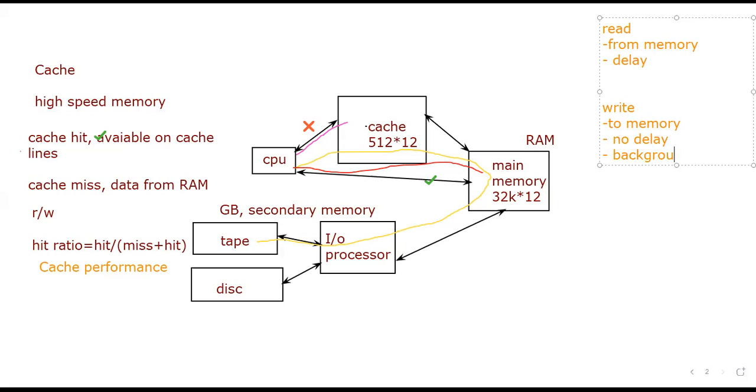Background. How can it be done? How is it possible? There are two ways of doing the same thing in the background: write back and write through. Write back and write through are the two different processes by which the write operation is done. Okay, let me write it. This is the first process and this is the second process.